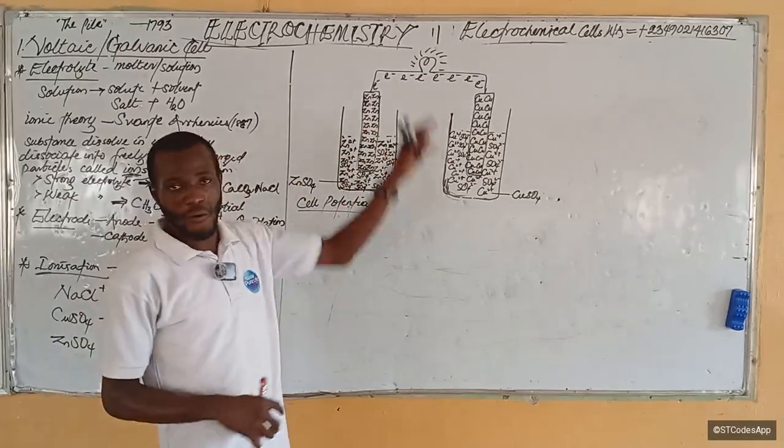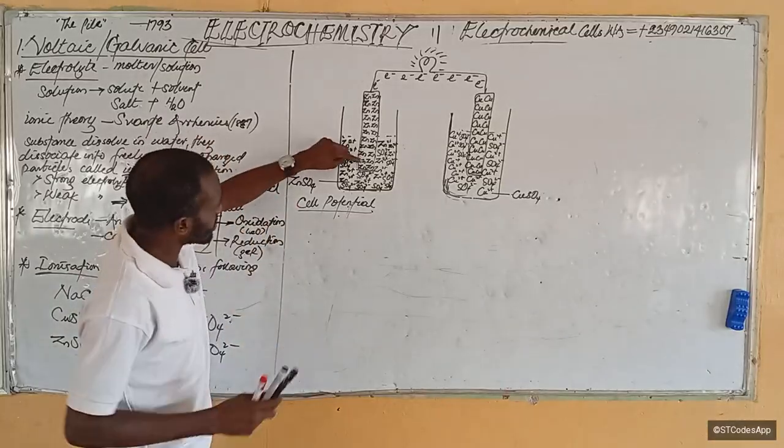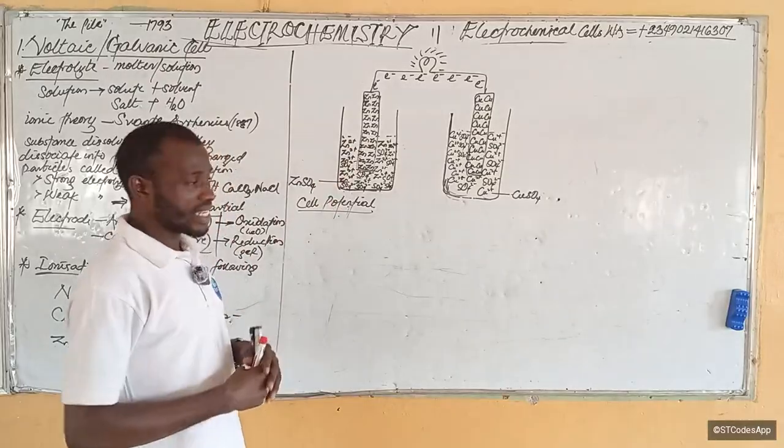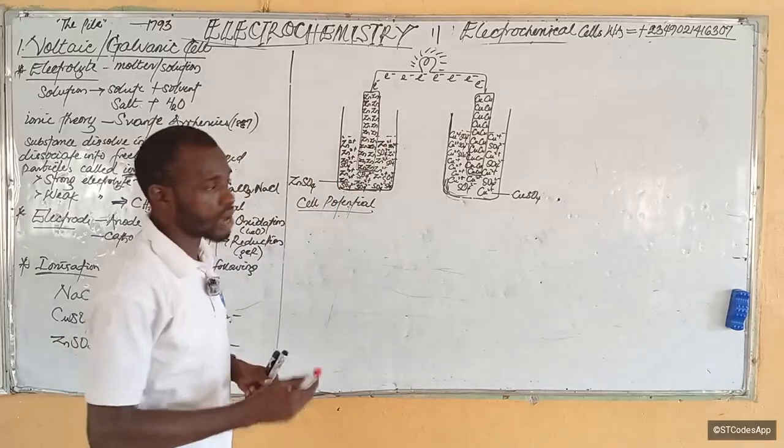Now, how does this occur? How does this really occur? Electrochemistry is what we study at the interface of here and here. That's majorly what we study, the interface between this and this. Now, what happens? How does an electron get to begin to move?